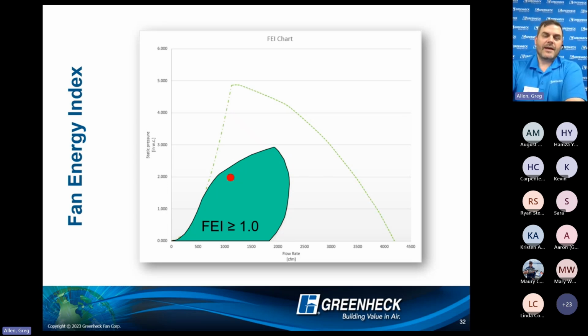In those scenarios, can I speed the fan up or slow it down to get back into a good zone? Can I go from a standard wheel to a partial width wheel? All those things are going to tweak the shape and size of that fan energy index bubble.